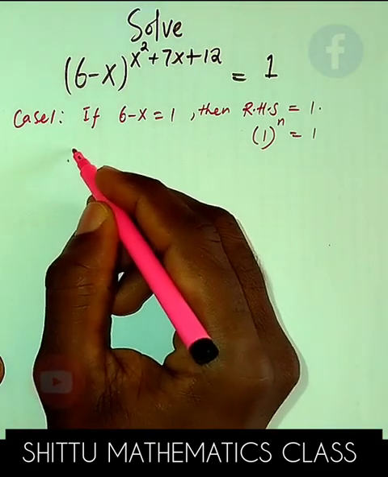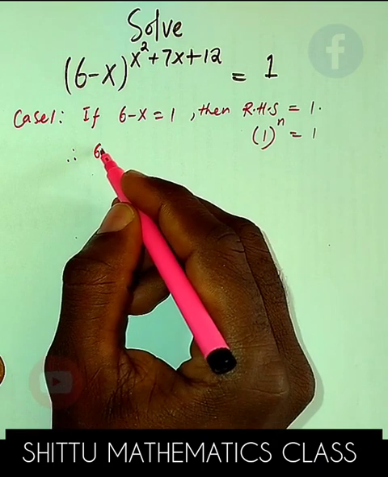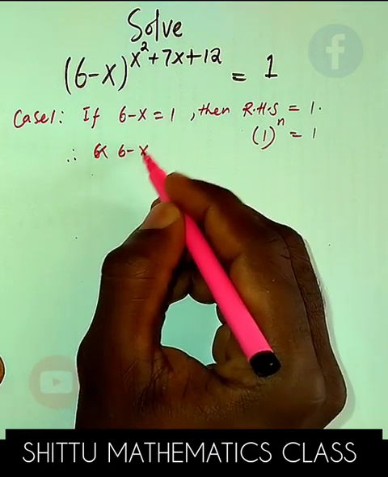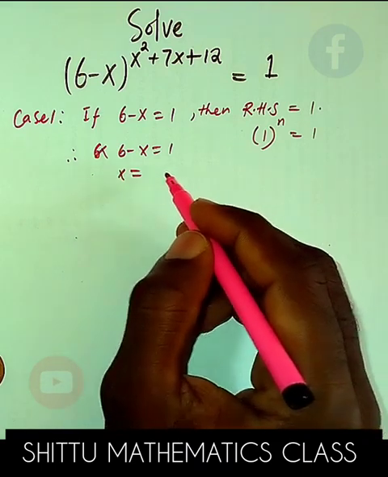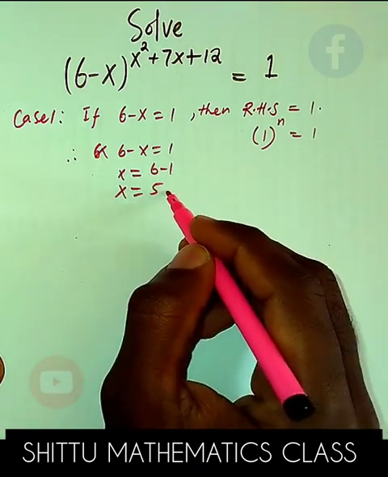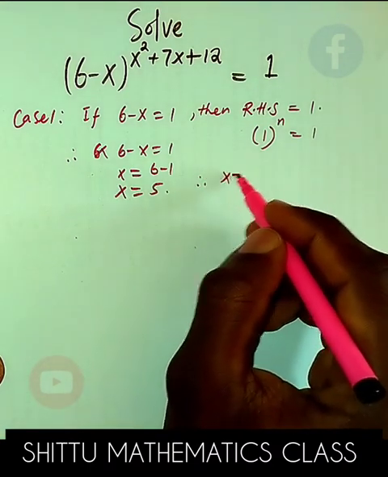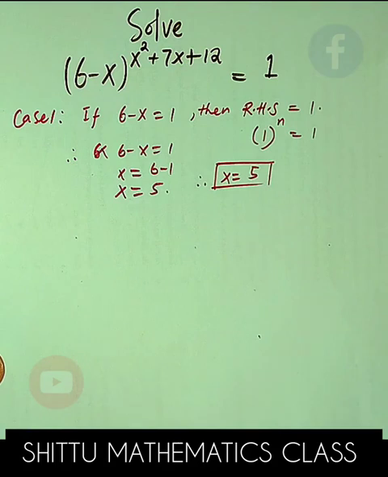So we can have 6 minus x equals 1. Then x is going to be equal to 6 minus 1, and x is going to be 5. So we have the first possible value to be x equals 5. So therefore, we consider the second case.